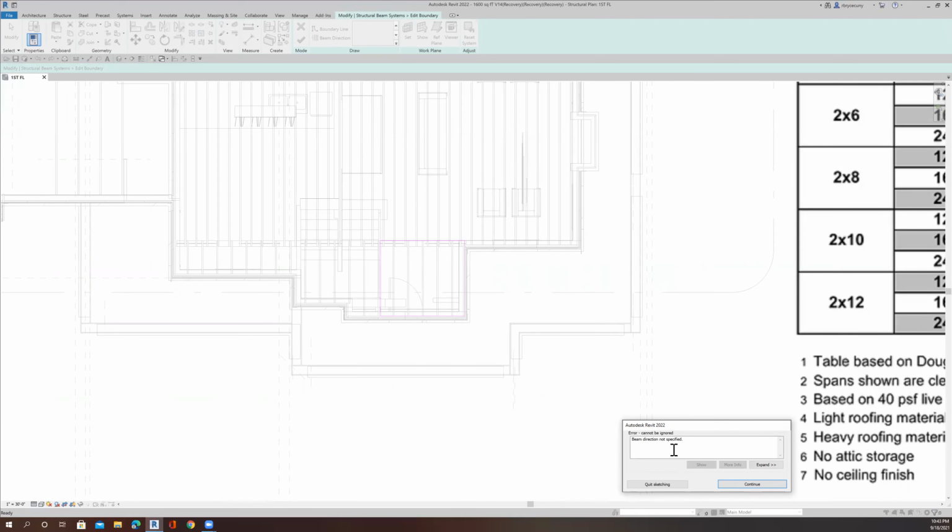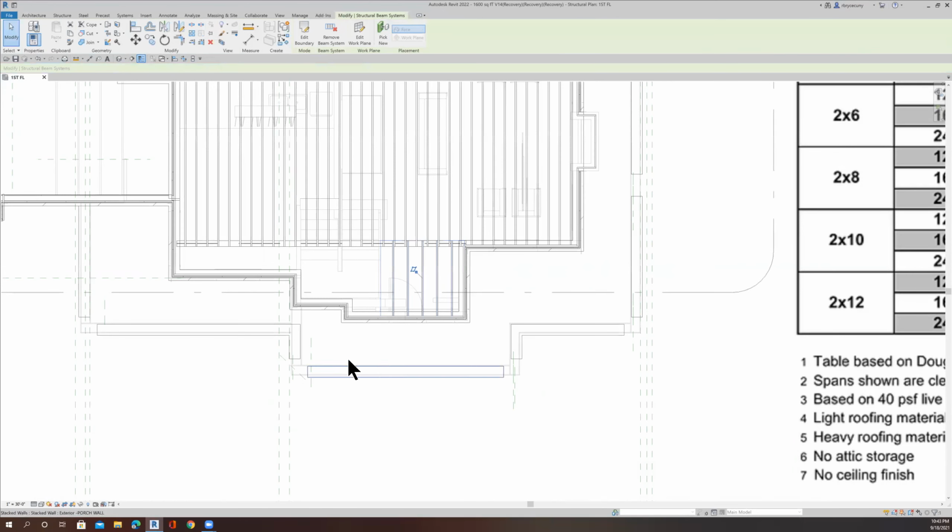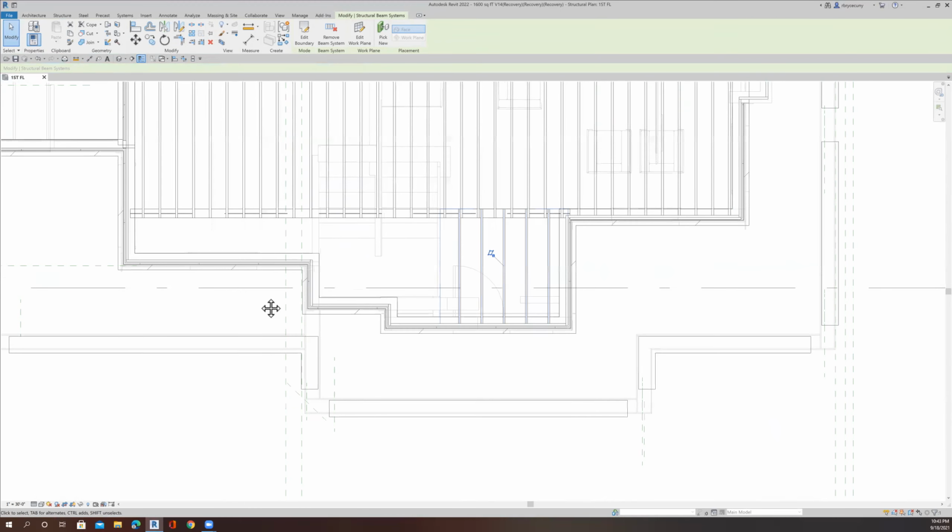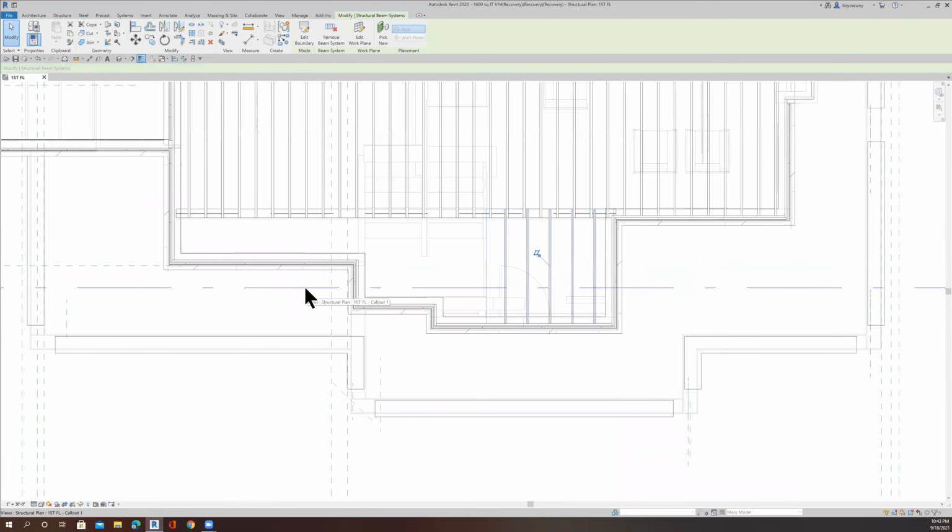Beam directions not specified. Well, it would help if I would read what the error message was. Usually the error message is that the lines are connected. So we'll continue and then we'll say beam direction and I'll do this. Now I've told it the beam direction and it goes in. Okay, so it doesn't hurt to read the instructions, even though I was assuming that it was something other than what it was.